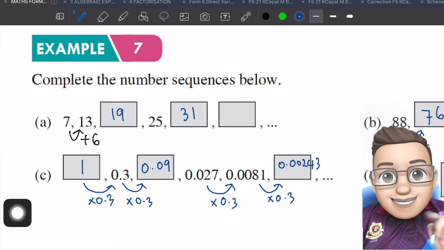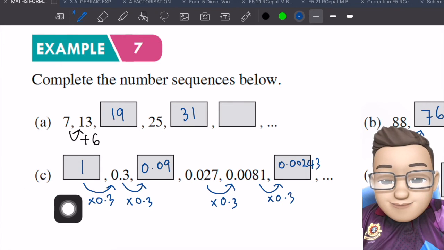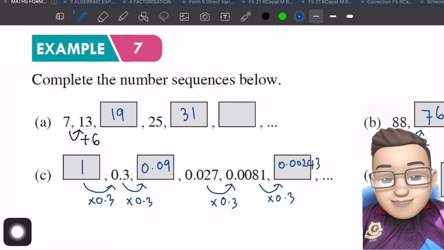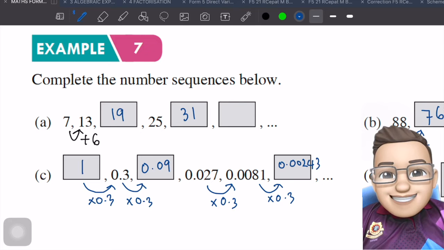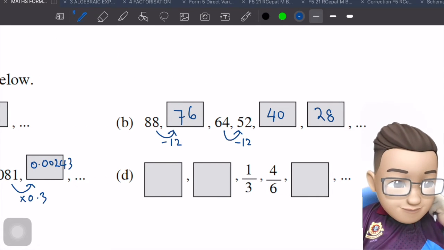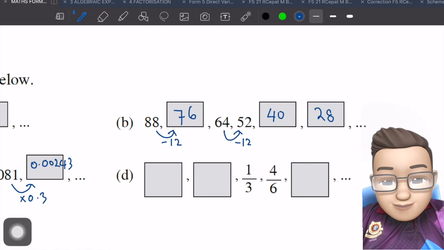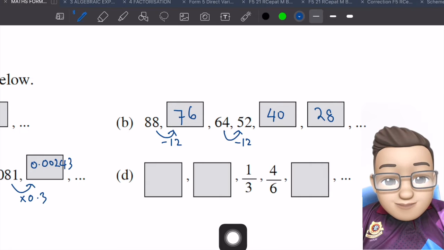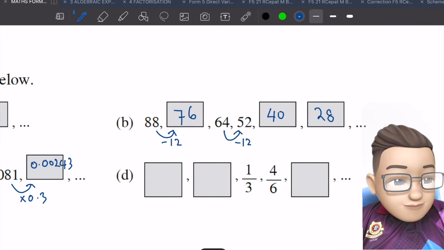So we check it again. So 1 times 0.3, you will get 0.3. So it's correct. So we are on the right track. Okay, now we look at D. So you have the third number and the fourth number. You have 1/3, and the next number is 4/6.